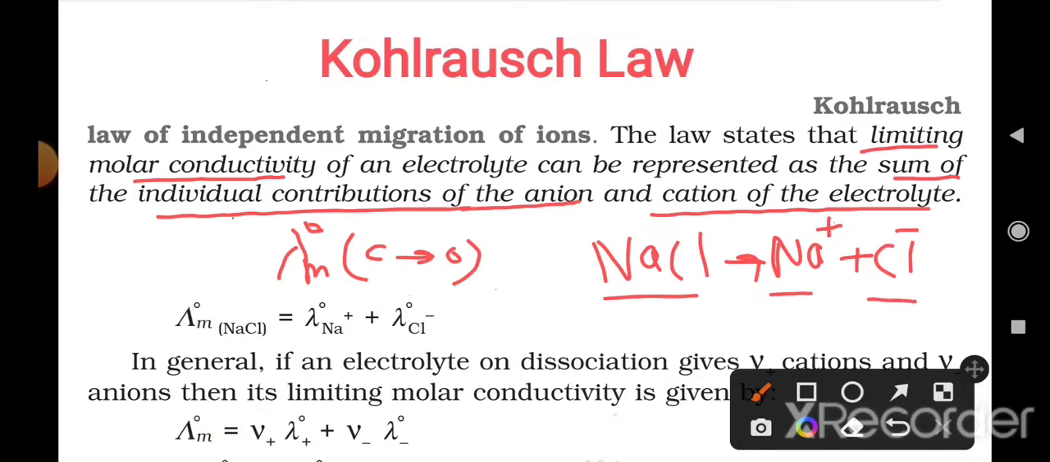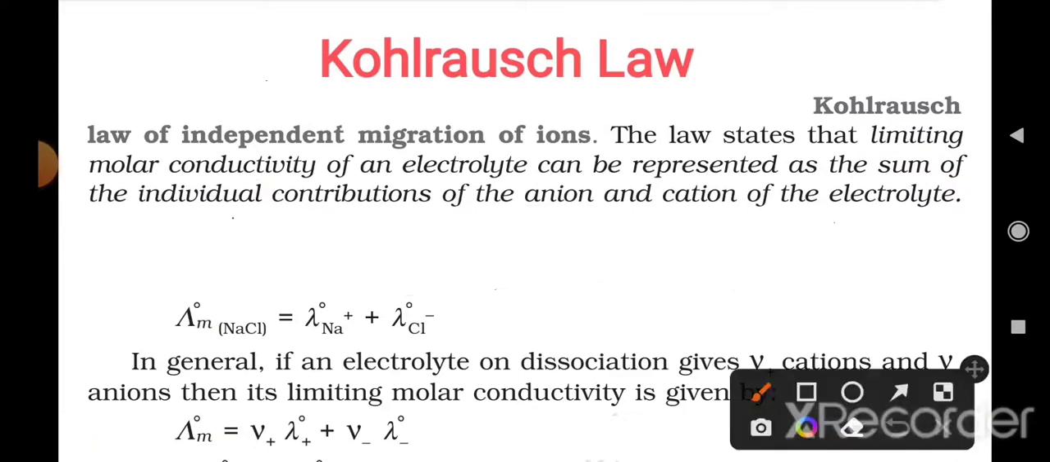So according to this law, the limiting molar conductivity of an electrolyte is the limiting molar conductivity of the cation plus the limiting molar conductivity of the anion, that is Cl minus. We can represent this by an equation: lambda m naught for NaCl is equal to lambda m naught for Na plus plus lambda m naught for Cl minus. This is what the Kohlrausch law of independent migration of ions says. Similarly we can write lambda m naught for any electrolyte in this way.